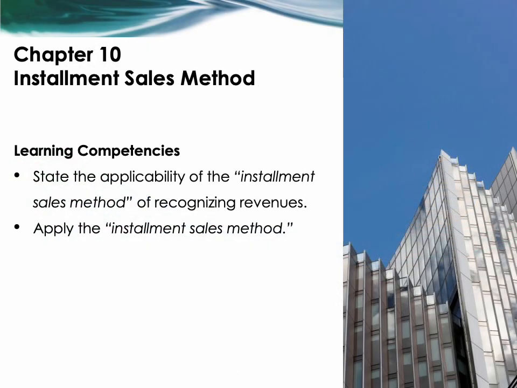Our objective for this chapter is for you to state the applicability of the installment sales method. This means understanding when we are allowed to use this method versus the standard method. And then apply the method, which involves calculating the realized gross profit, handling deferred profit, and accounting for special transactions like repossessions and trade-ins.